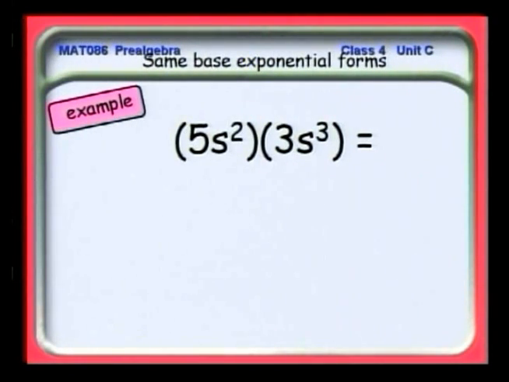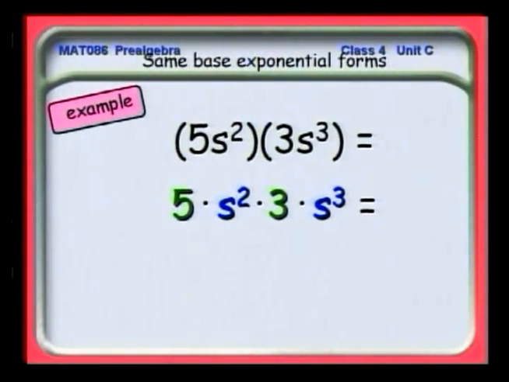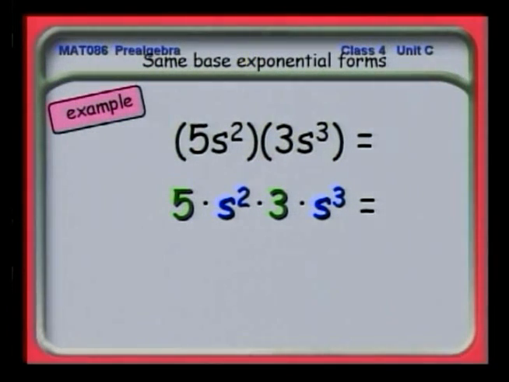We have 5s squared times 3s cubed. Let's follow those rules. 5s squared times 3s cubed. Remember again, when you're multiplying things, the order in which you multiply makes no difference to the product. So you can swap them around without hurting anything.